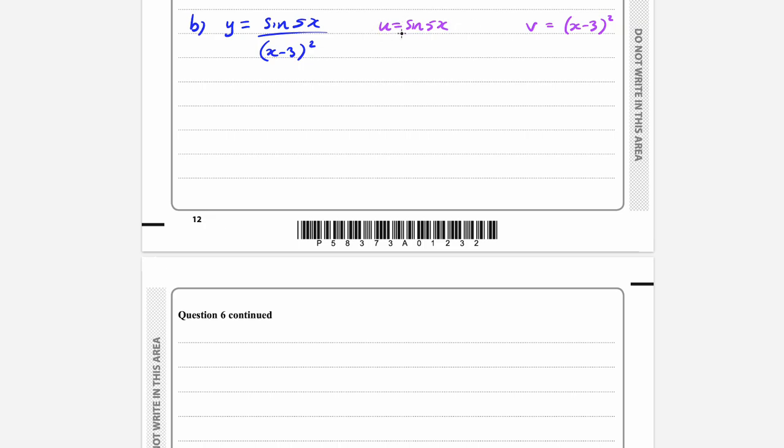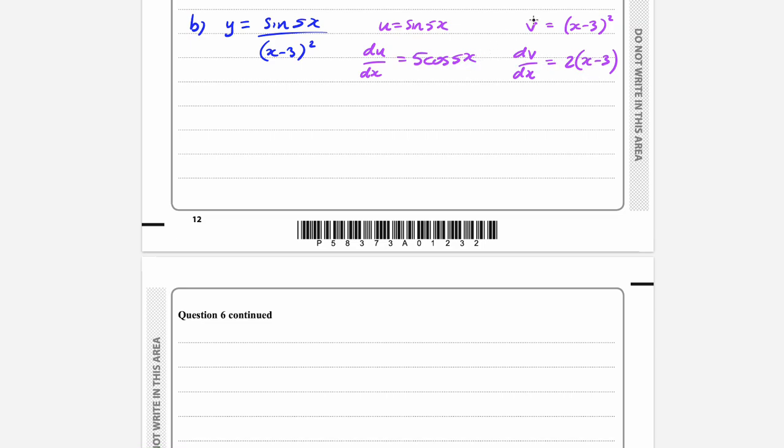If you want to call this f of x and g of x, guys, this is in the formula booklet, formula sheet. So du/dx is cos 5x times 5, because it's a chain rule. So it's 5 cos 5x, and dv/dx is power rule: 2 times this to the power of 1. So it's just that. It's like multiplied by 1 if you like, the derivative of what's inside the bracket, but obviously I don't have to write times 1.